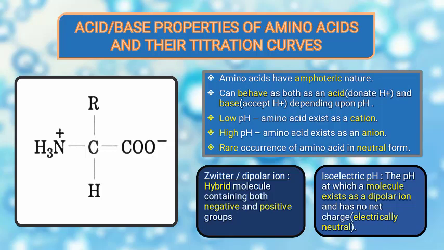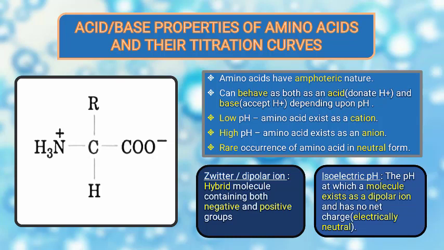When we have low pH, that is, we are adding acid to a solution containing amino acid, in that case the carboxylic group accepts the proton, because of which it will exist as a cation. When we have high pH, that is when we add a base to the solution, the carboxyl group loses the proton and thus appears as an anion.